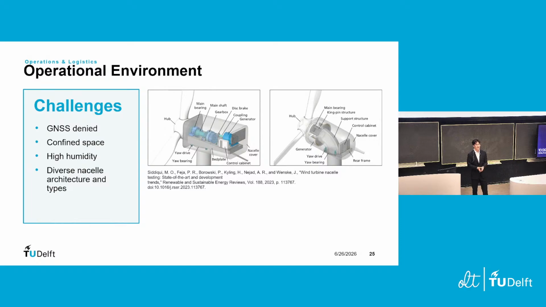Another challenge is the fact that it's a high humidity environment, since we're at sea. And lastly, there's also the very diverse nacelle architecture. The architecture changes from wind turbine type to wind turbine type. This means that for our design, we have to be very flexible, because we want to be able to fit in every single nacelle. The biggest split in the market is almost a 50-50 split. On the left side, there are geared wind turbines, which, as the name suggests, include a gearbox between the rotor and the generator. And on the right-hand side, a direct drive. So there's no gearbox, and the generator is directly linked to the rotor.